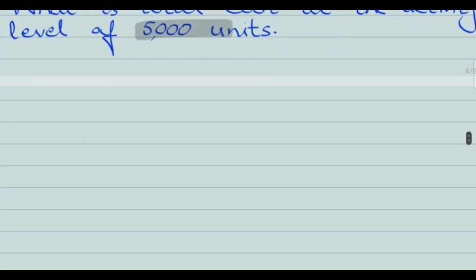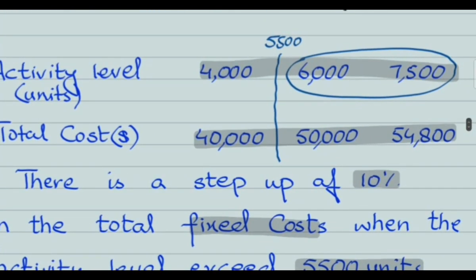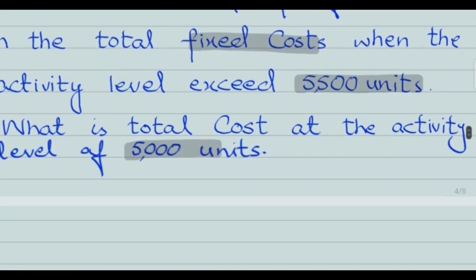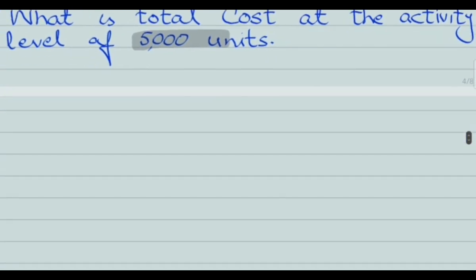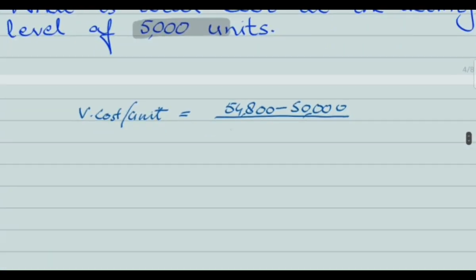So first we have selected the high and low level, in accordance with the change that occurs at 5,500 units of activity level: 6,000 and 7,500 and their cost. Now we need to calculate the variable cost per unit, which will be 54,800 minus 50,000, the difference in cost at the two activity levels, and then we need to consider the difference in activity level as 7,500 units and 6,000 units.